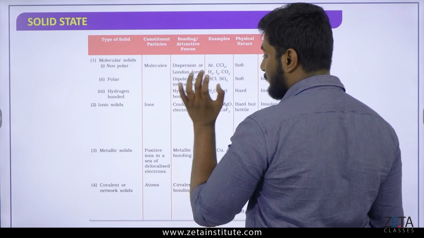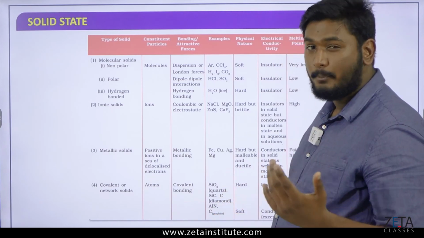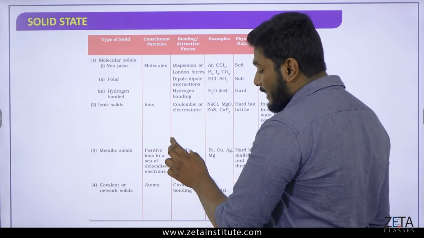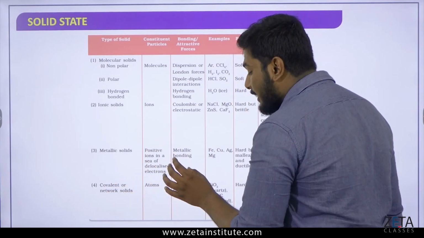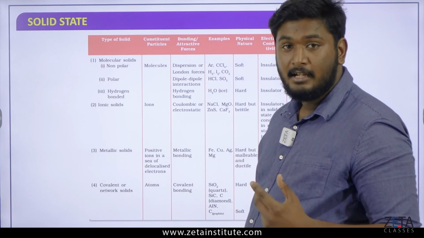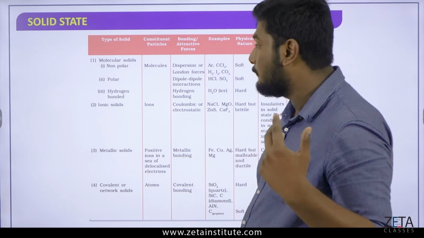And we discussed the force of attraction. In case of ionic solid, we have electrostatic force of attraction between the oppositely charged ions. That is called the Coulombic force. Clear? In case of metallic solid, we have metallic bonding. In case of covalent solid, we have covalent bonding. And these are the examples. At least remember the examples, okay? That's very, very important. They just give an example and ask which type of solid it is.